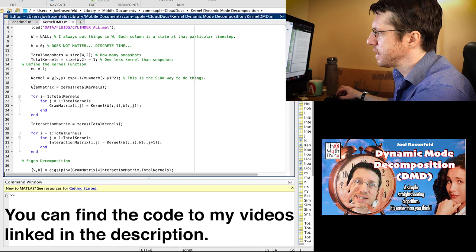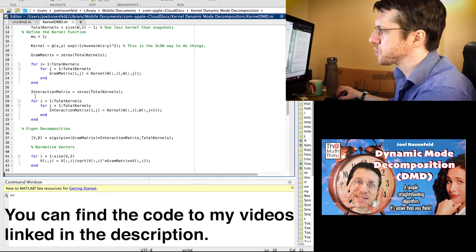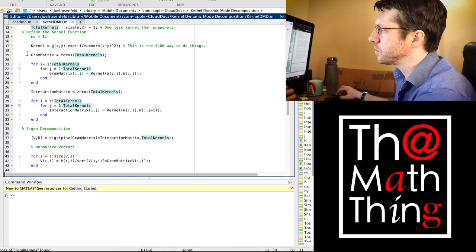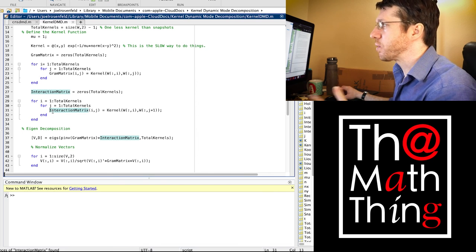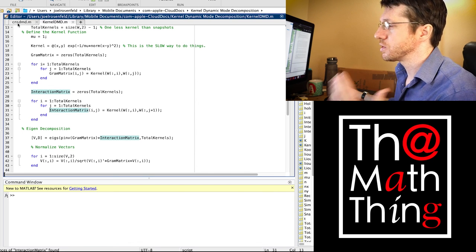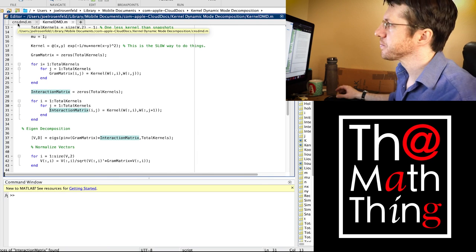The regular kernel DMD has something like the Gram matrix. We have a kernel in here, and then the interaction matrix, what we call it, where we just shift one forward. Now, the difference between the interaction matrix for the occupation kernel and the kernel DMD is that for the kernel DMD it's only an evaluation, but with the occupation kernel, we have to take the difference of two kernel functions that we need to integrate.